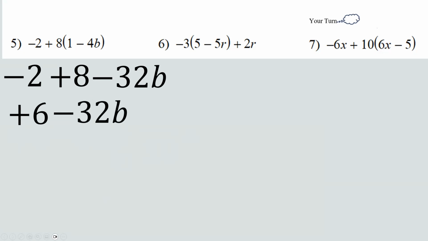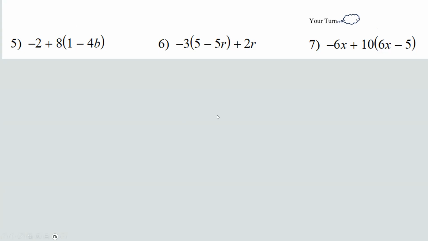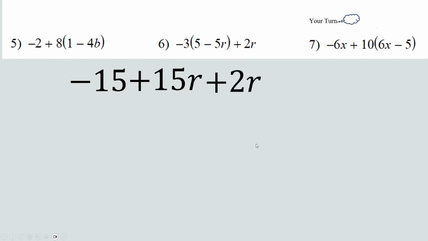So now we're adding the combining like terms, which we did last week. Okay, next move, here we go. -3 times 5 is -15. -3 times -5 is positive 15r. Bring down your plus 2r. All right, what can I combine here? I got 15r plus 2r. That makes it 17r. Always standard form. Standard form, please and thank you. All right, pause the video. Go ahead and try the U-turn.